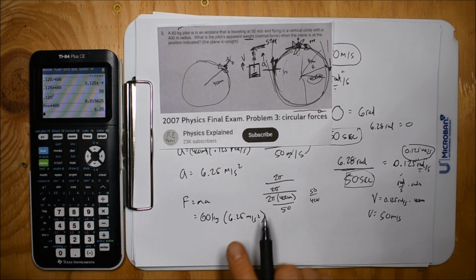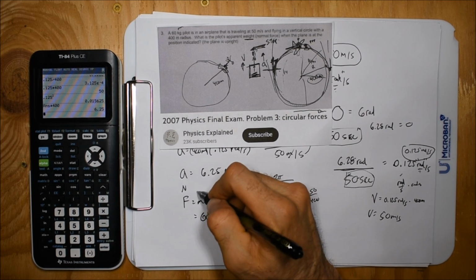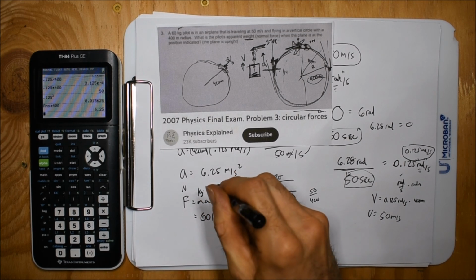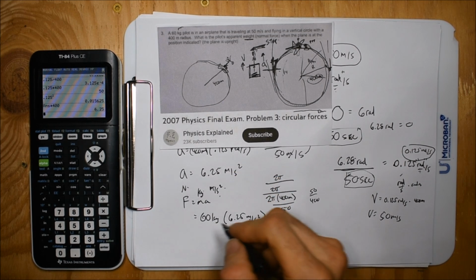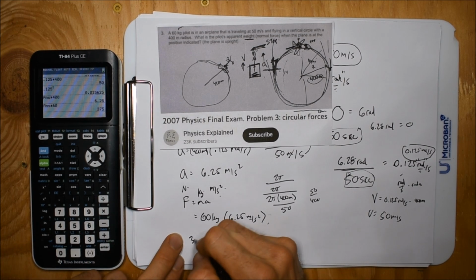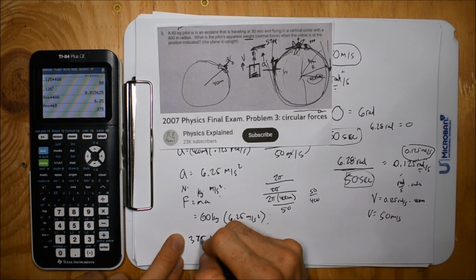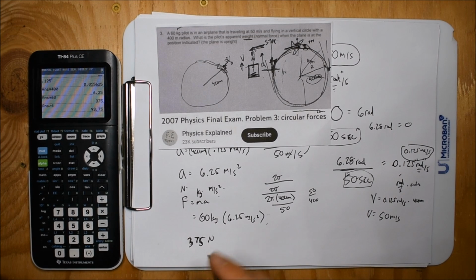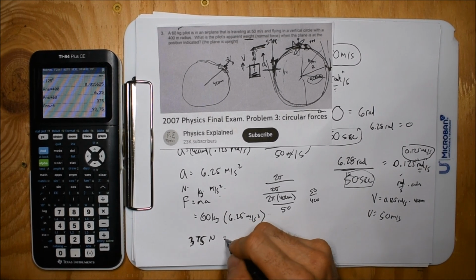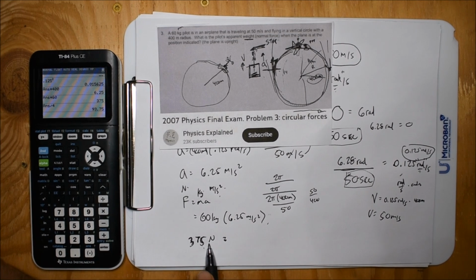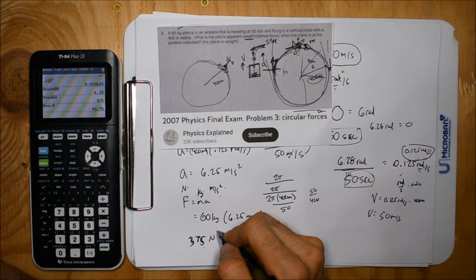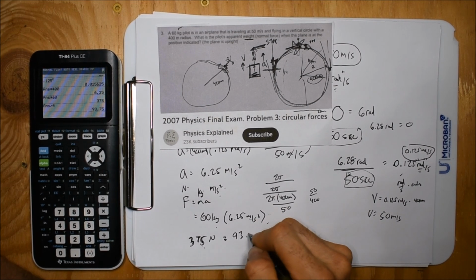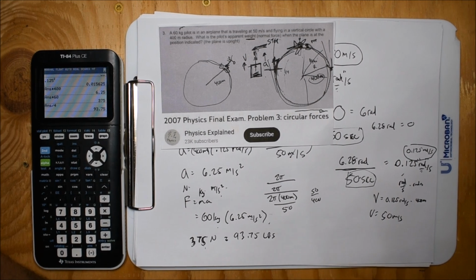Now you're just going to have to remember F equals ma. F is in newtons, mass is in kilograms, acceleration is meters per second squared. So kilograms meters per second squared gives you newtons. So times 60, hey, we get 375 newtons. Okay, I can dig. And divide by 4, because one newton is about a quarter pound. So divide by 4, you get 93.75 pounds.